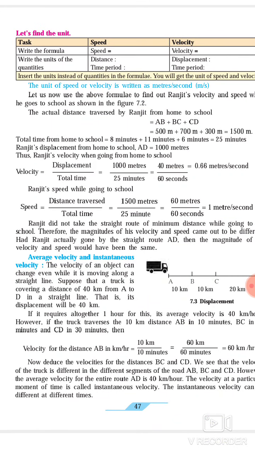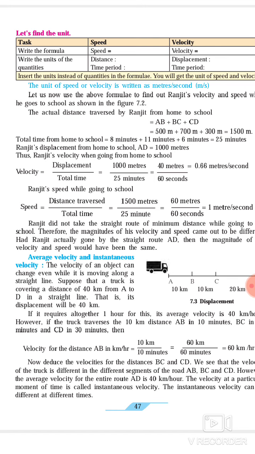So in total he covers a distance of 1500 meters. For the total time required: for 500 meters he required 8 minutes, for 700 meters he required 11 minutes and for the 300 meters he required 6 minutes, and the total time taken is 25 minutes. But what if he directly goes from point A to D?